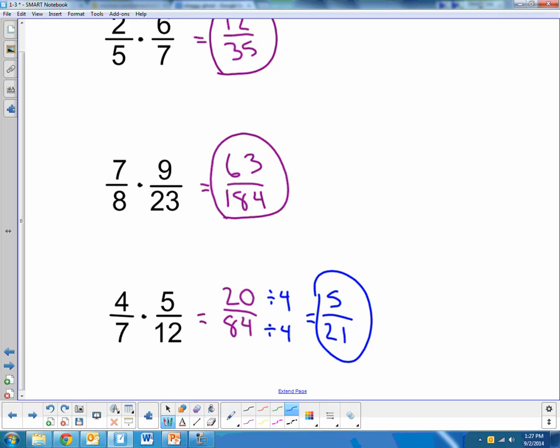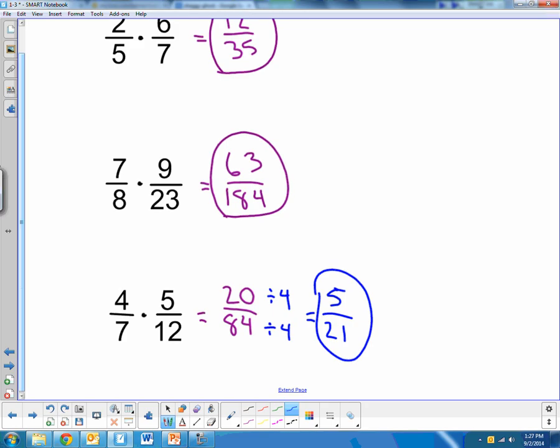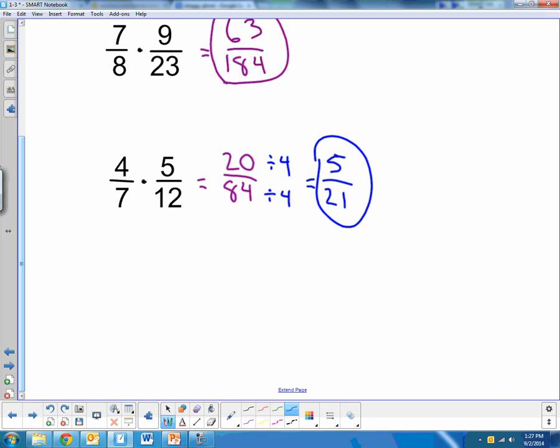There is another way to do this. There is another way to multiply these numbers together and reduce. You'll notice that I multiplied first, then I reduced. You can flip the order. Another way to do it, I'm going to rewrite the numbers down here. So we have 4/7 times 5/12.